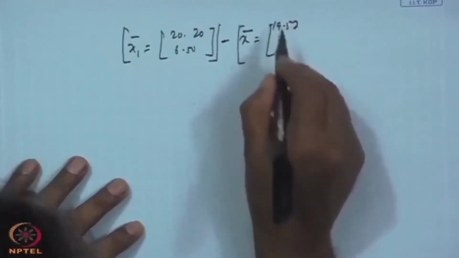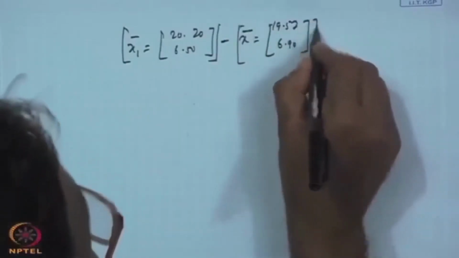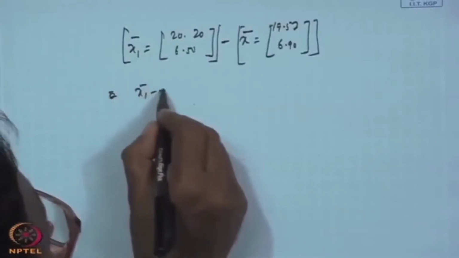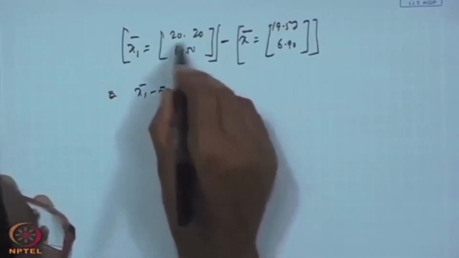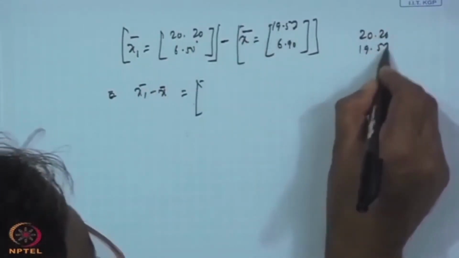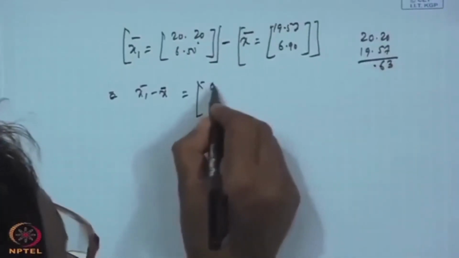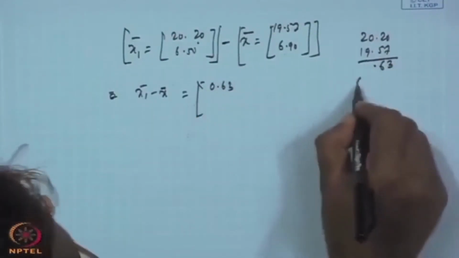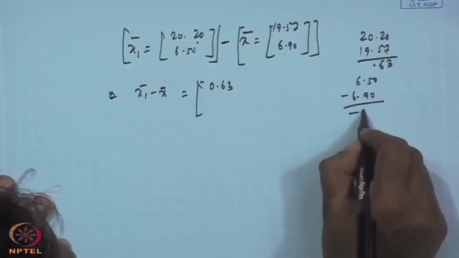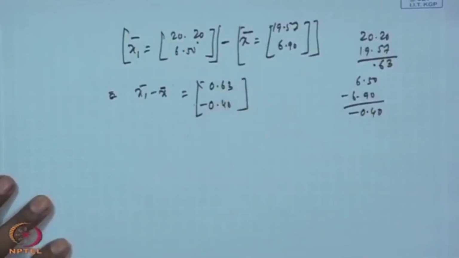This is also a matrix of order 2 cross 1. Okay. So, then this quantity we can write x1 bar minus x bar is 20.20 minus 19.57. So, this is 0.63. Second one will be 6.50 minus 6.90, this will be minus 0.40.